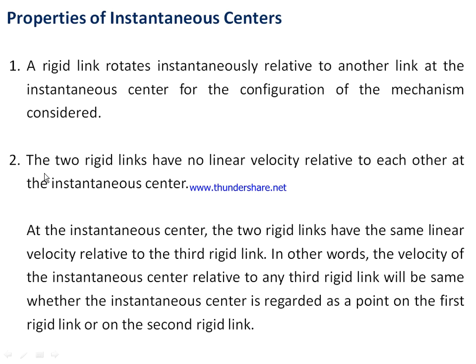The second important property of the instantaneous center is that the two rigid links have no linear velocity relative to each other at the instantaneous center. That means at the instantaneous center, the two rigid links have the same linear velocity relative to a third rigid link. In other words, the velocity of the instantaneous center relative to any third rigid link will be the same whether the instantaneous center is regarded as a point on the first rigid link or on the second rigid link. We will see more about this in the second part of this presentation.